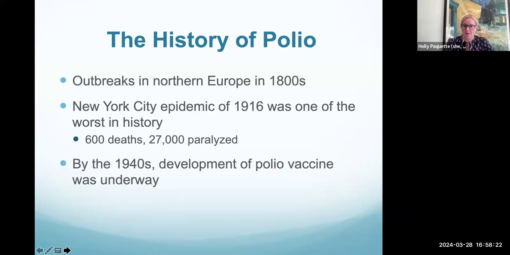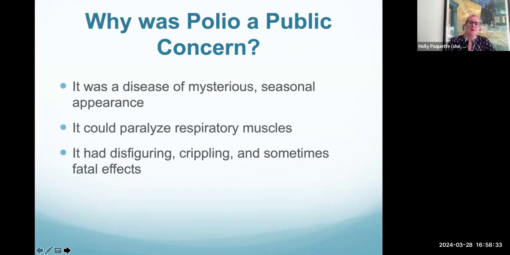By the 1940s, there was development of the polio vaccine underway. So people were trying to figure out a way to prevent the spread of this. So why was it such a big public concern? It was a disease that we found to be mysterious, and it also had a seasonal appearance. Typically, we saw surges in the summer, which is not typically what we would see with most viruses. But this was often caused by its spread through public pools, and we'll talk about that as we move through.